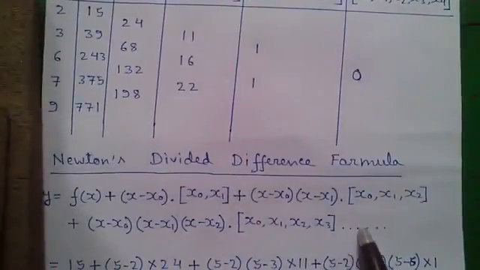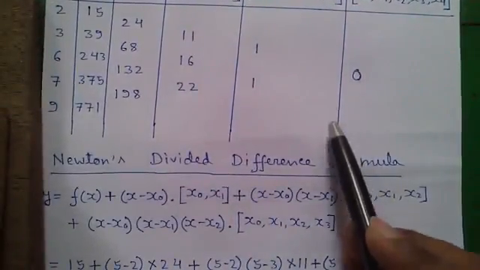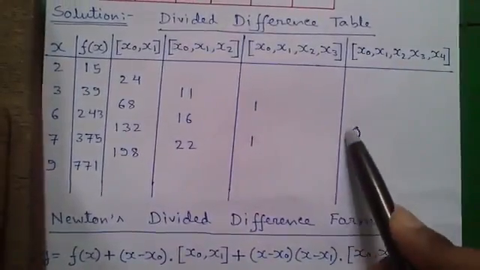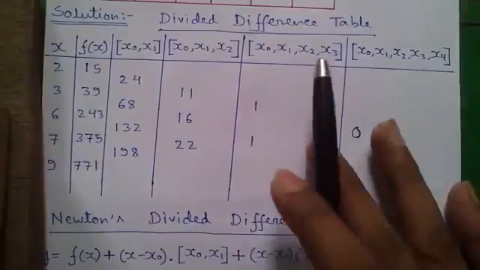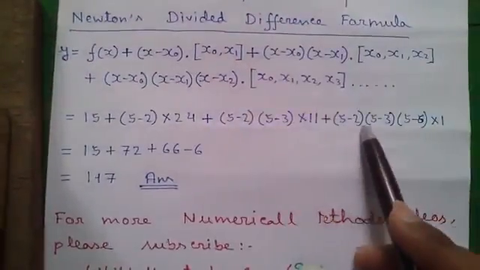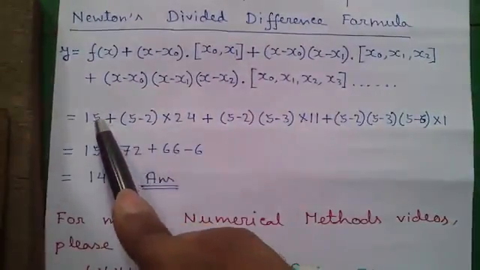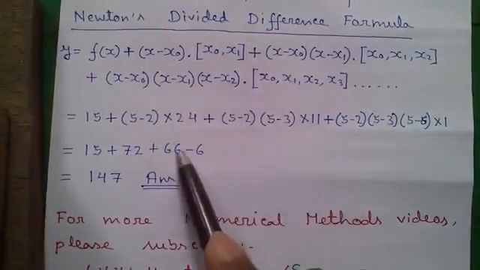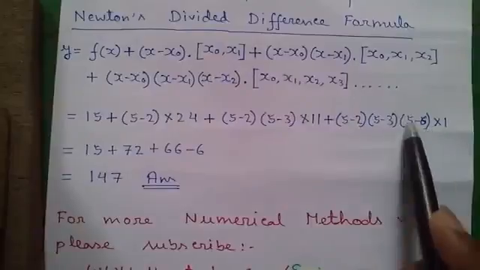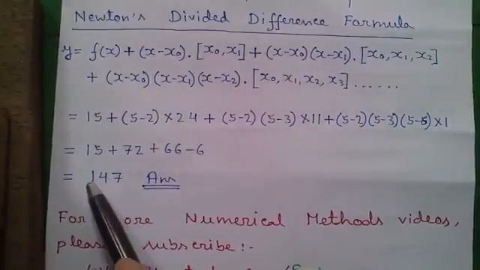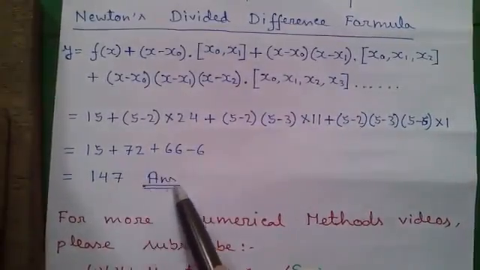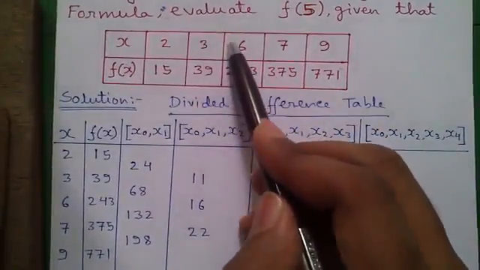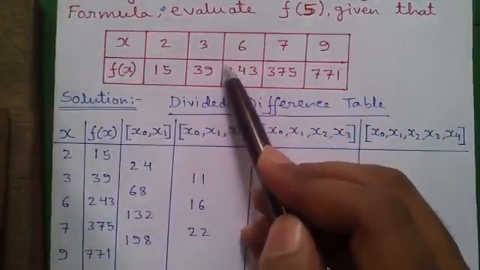We are not considering our next term, because in the next term we will multiply into this 0, and 0 into anything is 0. So that is why we stop our calculation here. So that gives us 15 plus, simplifying this, plus 72 plus 66 minus 6, that is equals to 147, which is our required answer. So we can say for x equals to 5, our f of x value or y value will be 147.